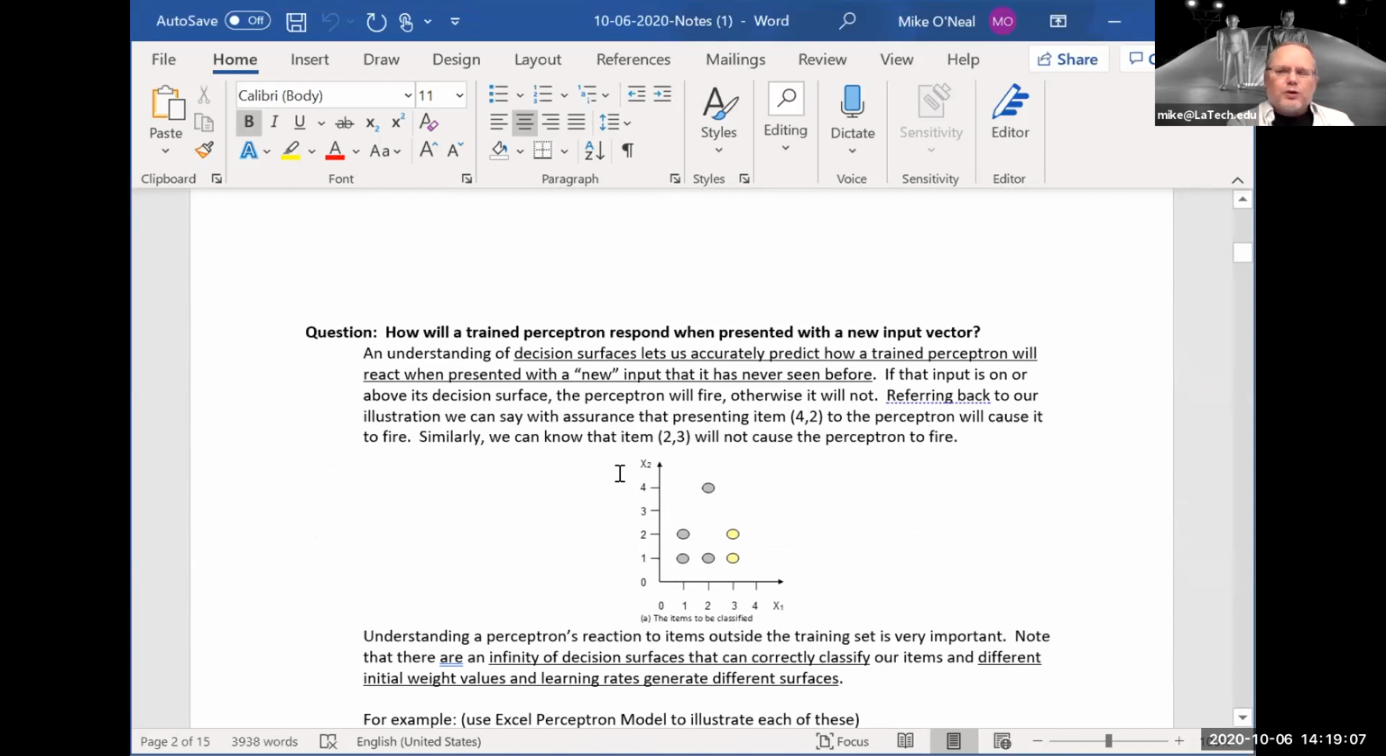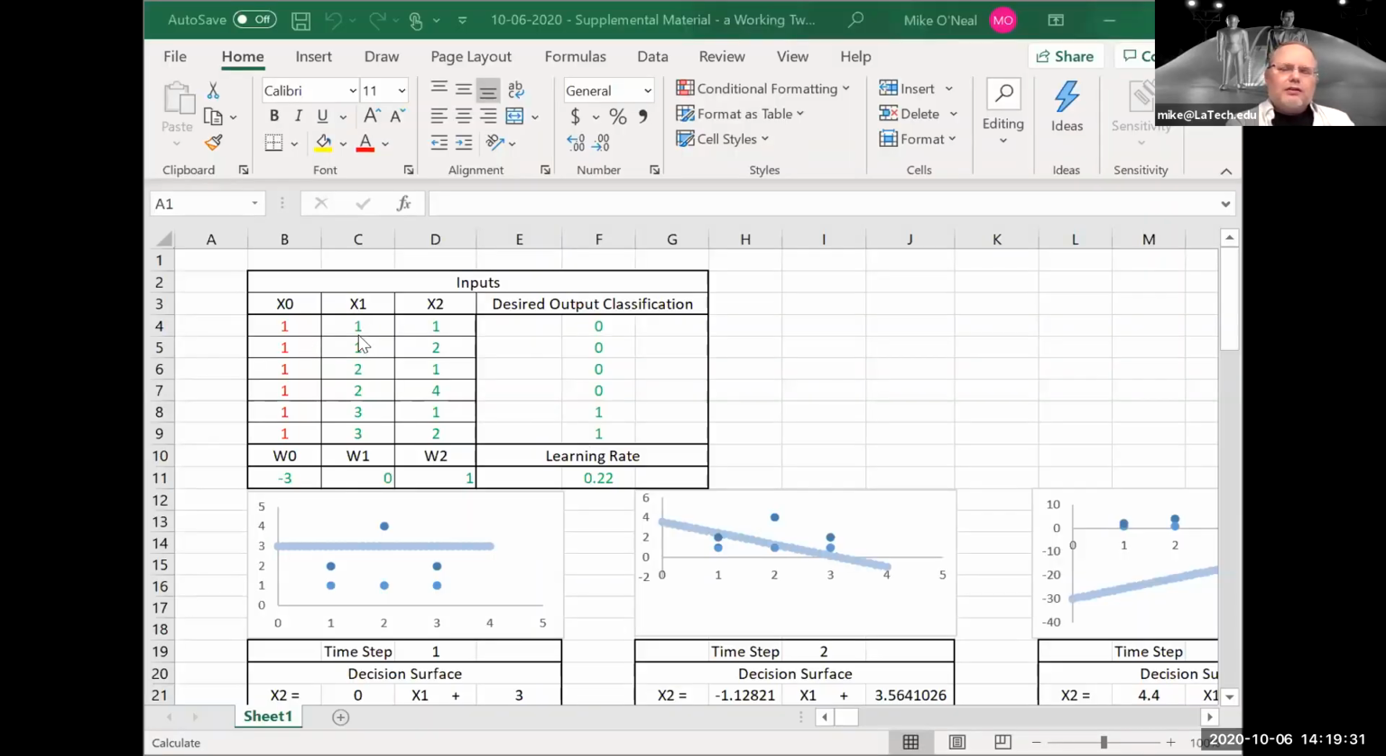Where you've got X1 and X2, you've got 2 inputs, but all of these guys need to be gray, and these guys need to be yellow. So it's exactly the same problem we've been playing with earlier. But now I've built an Excel spreadsheet that implements this problem. So, for example, if X1 is a 1 and X2 is a 1, then it's gray. It doesn't fire. If X1 is a 1 and X2 is a 2, it doesn't fire. It doesn't fire on 2-1 or 2-4. It does fire on 3-1 and 3-2.